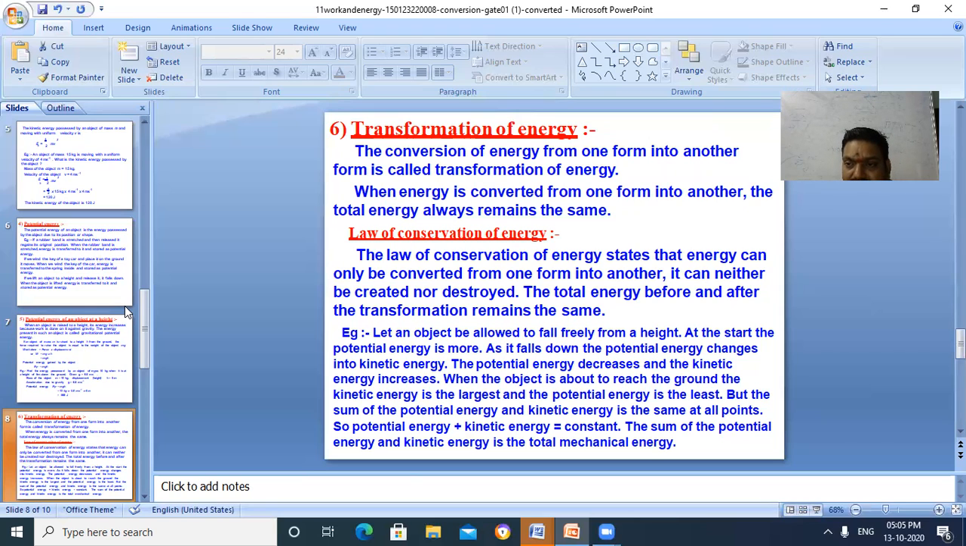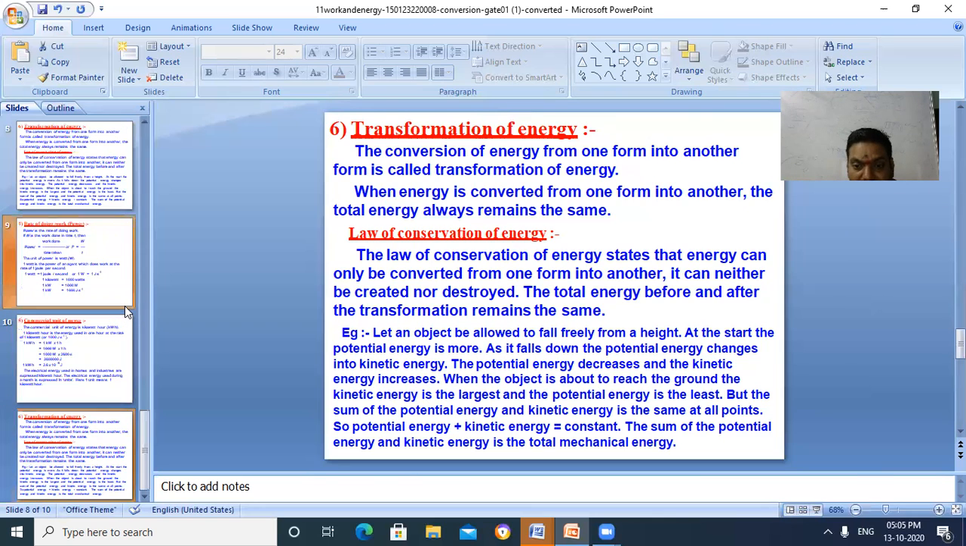So potential energy plus kinetic energy is equal to a constant, right? Okay, so always it is constant. The sum of potential energy and kinetic energy is called mechanical energy, because it is only mechanical energy as per the terms involved. We can say it is the mechanical energy of the body.